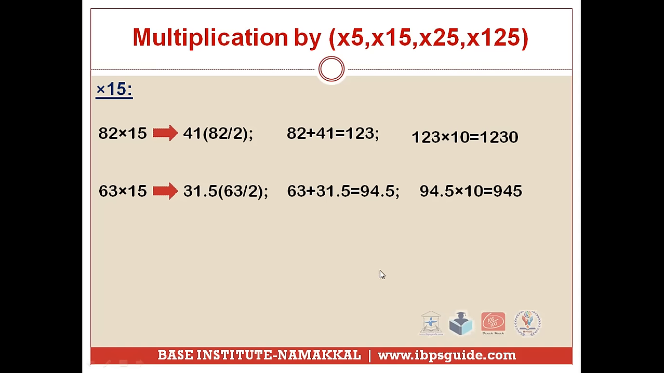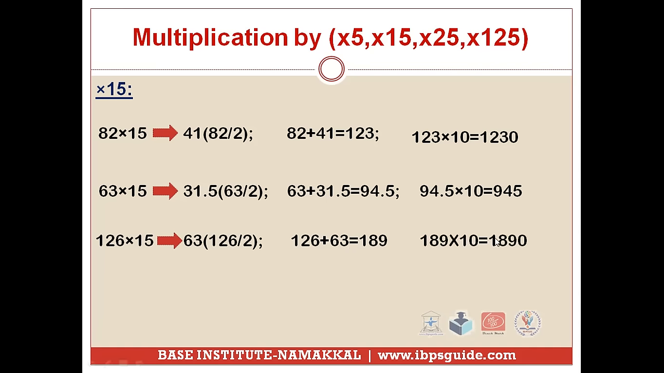Friends, we can also use this method for 3-digit numbers. For instance, we can take multiplication of 126 with 15. First we have to divide the number by 2, so that we get 63, and then adding the numbers 126 and 63, we get the resultant number 189. And then finally multiplying the resultant number 189 by 10, we get the answer 1890.